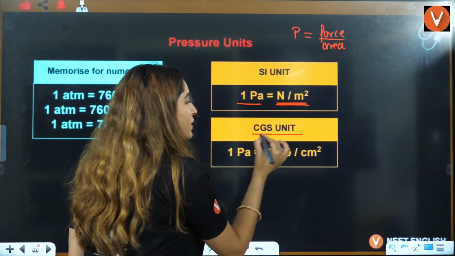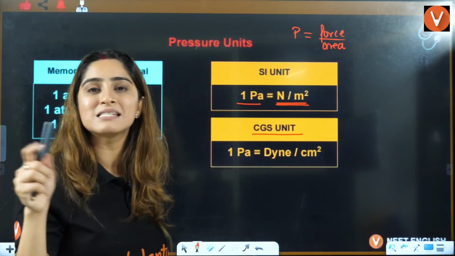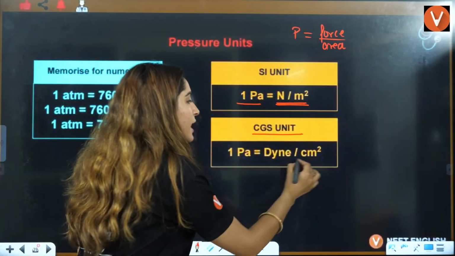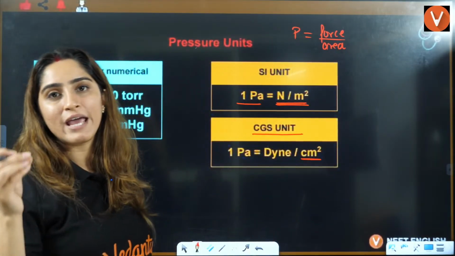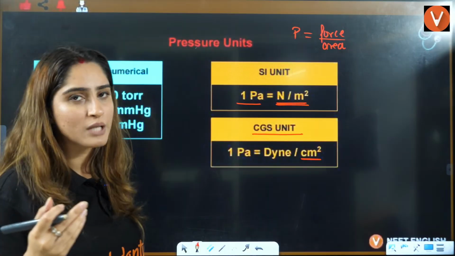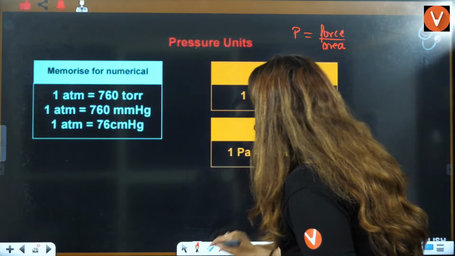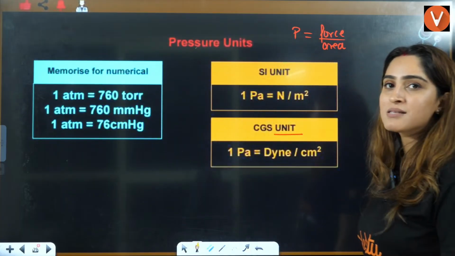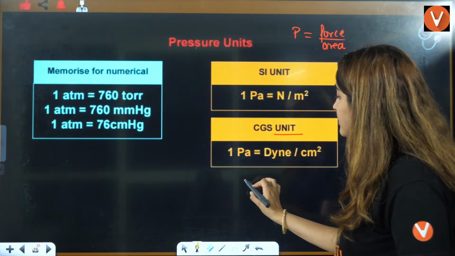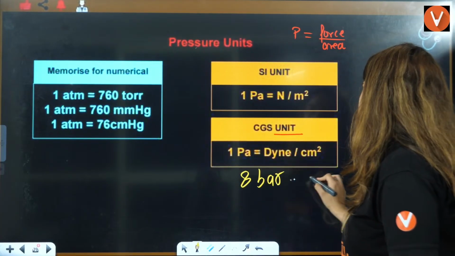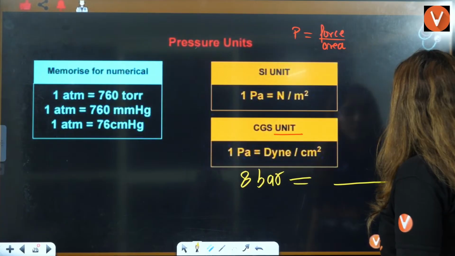The CGS unit is, because Newton in CGS unit is dyne. This you must have studied in 9th and 10th class, right? And the unit of area is centimeter in CGS, so that will be centimeter square. Now, why am I telling you this? Sometimes they don't give you Pascal. They give that this is in bar, let's say 8 bar or whatever bar, right? And the answer is in Newton per meter square.